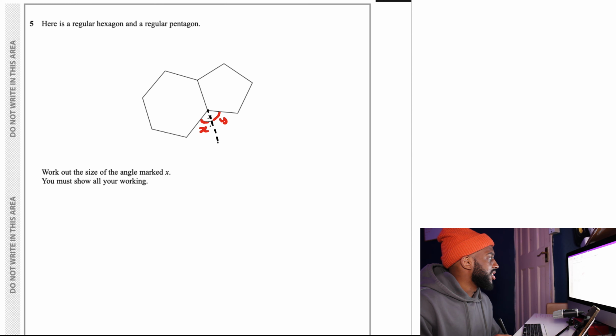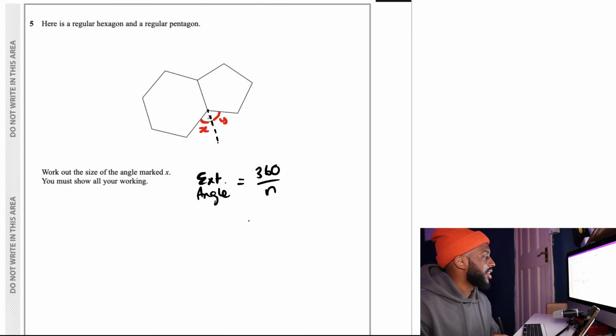Angle X is the external angle of our hexagon, and angle Y is the external angle of our pentagon. The formula to work out external angles is 360 divided by the number of sides. And so to work out X, we're going to do 360 divided by 6, which is going to give us 60 degrees. And then for the shape on the right, the pentagon, we're going to do 360 divided by 5, which gives us 72 degrees.